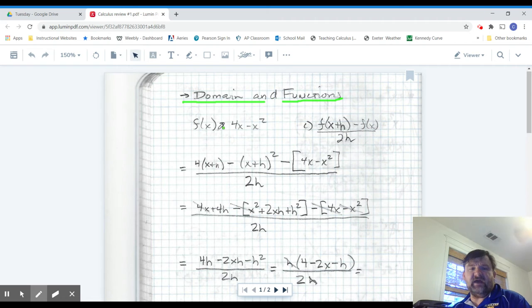So we have f of x equals 4x minus x squared. Again, I think this is number one, and I believe C says, find f of x plus h minus f of x all over 2h. Honestly, this is one of the first things we're going to do. They get super ugly really fast, but you can kind of deal with them. So let's walk through what this first assignment is really asking us to do.